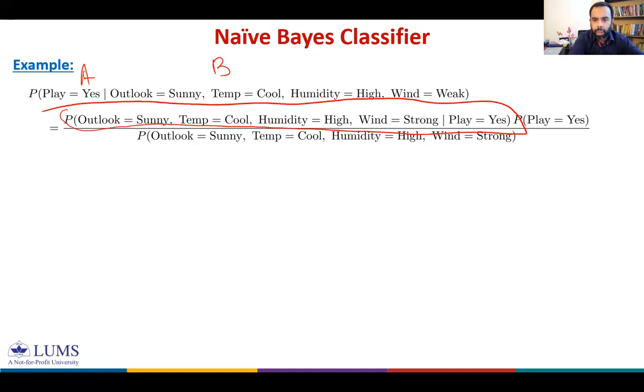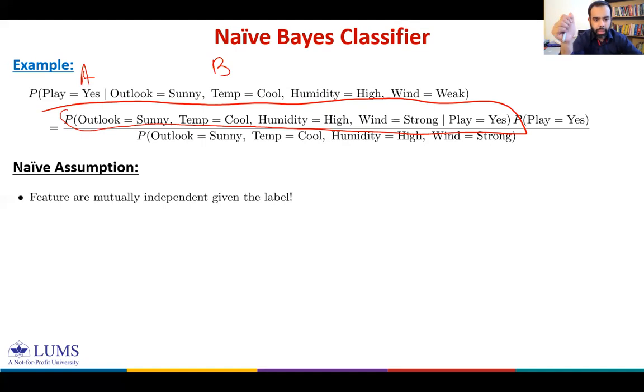And if you want to compute this probability, we need these instances in our data set. But we have a very limited data set. How can we compute this probability? We make one assumption to compute this probability, and that assumption is called the naive assumption, due to which the classifier we will build is called the Naive Bayes classifier. This assumption states that features are mutually independent given the label. That means every feature is independent from the others.